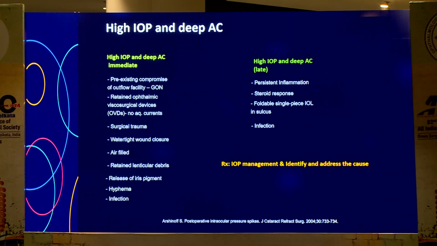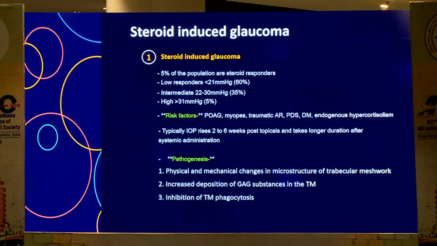As we evaluate IOP spikes post-op, look at the anterior chamber. If the anterior chamber is formed, very often it is a retained viscoelastic which causes the trouble, which can be confirmed by the absence of aqueous currents. Inflammation because of surgical trauma, air-filled eye, retained lenticular debris, pigment dispersion, hyphema, and infection remain the other causes. Some of the most important causes for a late intraocular pressure spike with a deep AC would be steroid response, and sometimes the foldable single piece IOL in the sulcus can also incite inflammation and intraocular pressure rise.